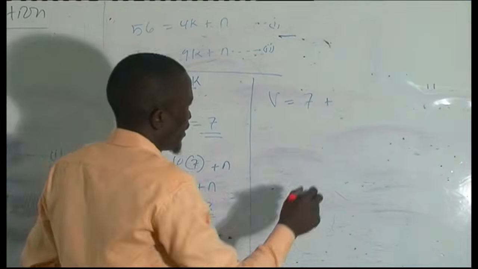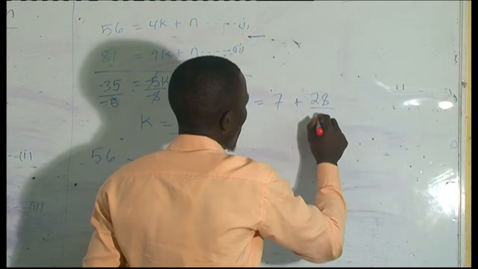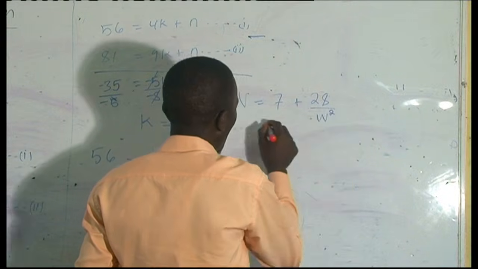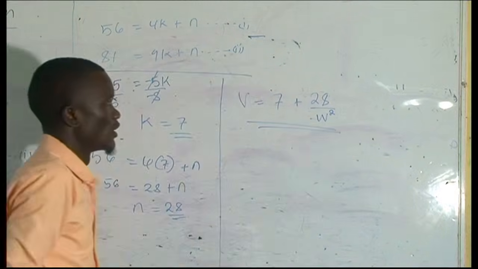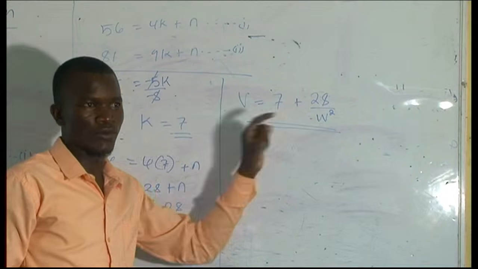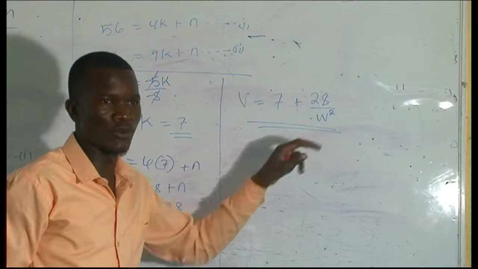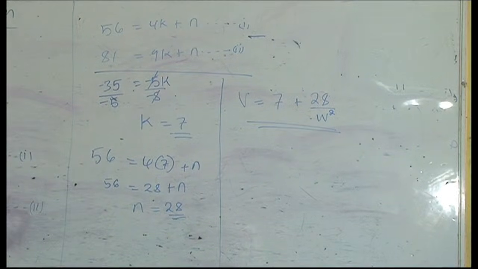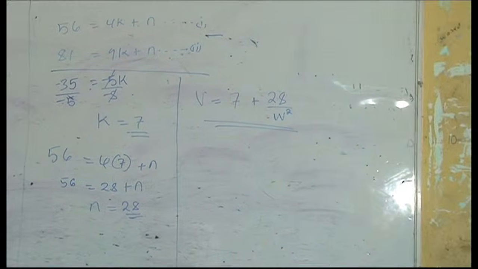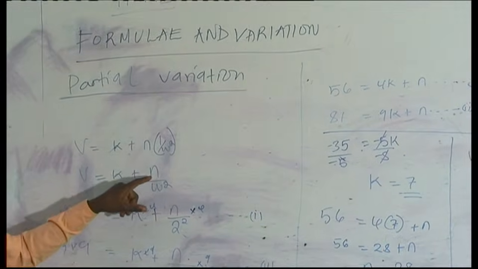What is our N? Our N is 28 over W squared. And this is the equation connecting V and W. So learners, this is the equation connecting V and W. Here what we need first is to get the value of the constant and the value of the coefficient of W. Our coefficient is N. This N here is the coefficient of the inverse of W squared.